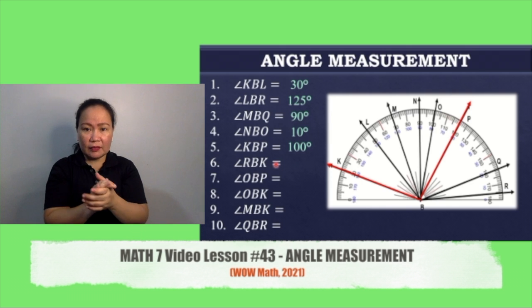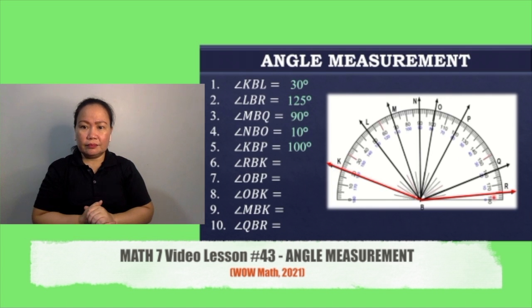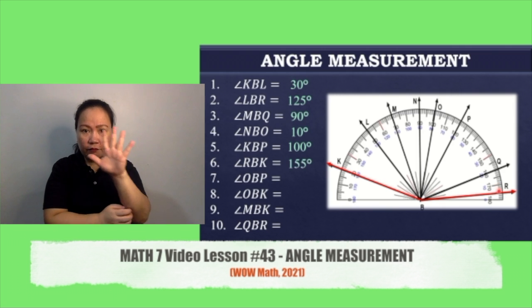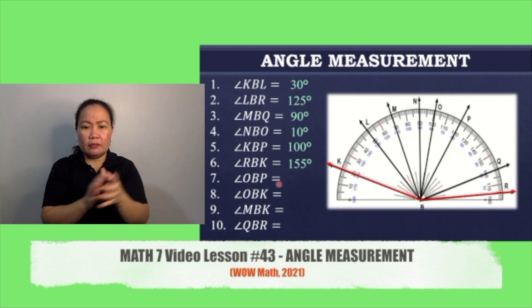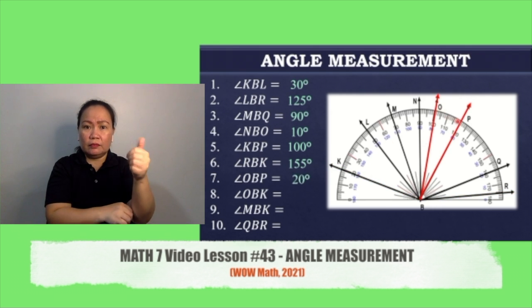Next, angle RBK. So, ito po si RBK. So, from here up to here. Okay? So, 10, 20, 30, 40, 50, 60, 70, 80, 90, 100, 110, 120, 130, 140, 150, okay? 150, tas may 5, so 155 degrees. And then angle OBP. So this is your angle OBP, so 10, 20 degrees.